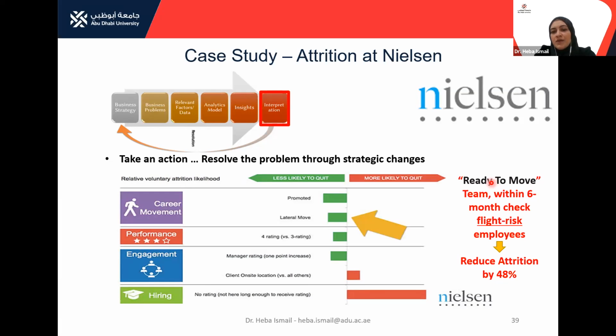So what happened, based on this predictive model, this analytical model, they could identify flight risk people, who are more likely to leave the company within 6 months of joining. And then this team, the ready to move team, would meet with those associates, talk to them, and see what the problem is, and suggest for them a move inside the company. Did this really reduce the problem? Interestingly, it reduced the problem by 48%, a percentage that's not negligible at all, a very big percentage. So, did analytics help Nelson to really address the attrition problem? It did, big time indeed.